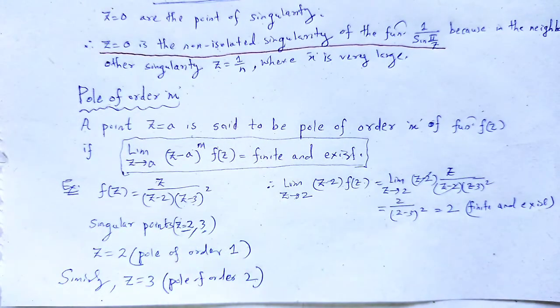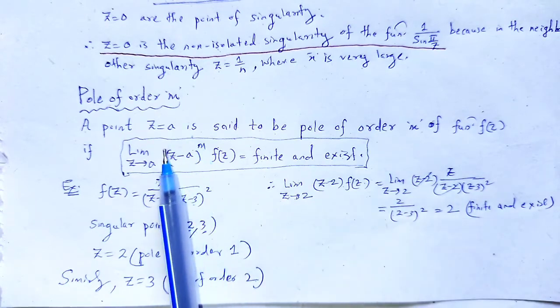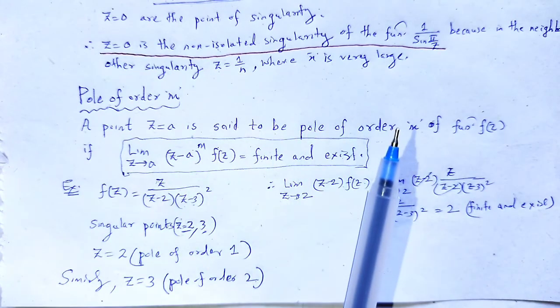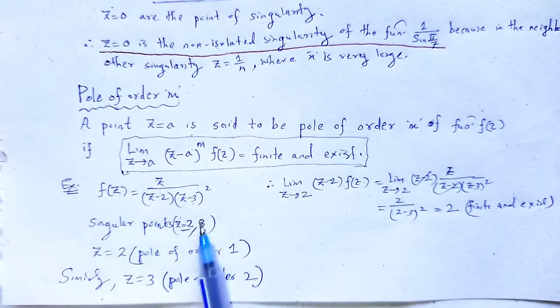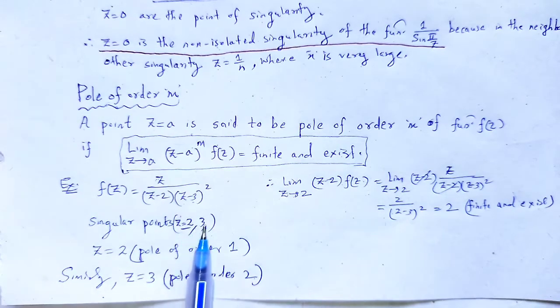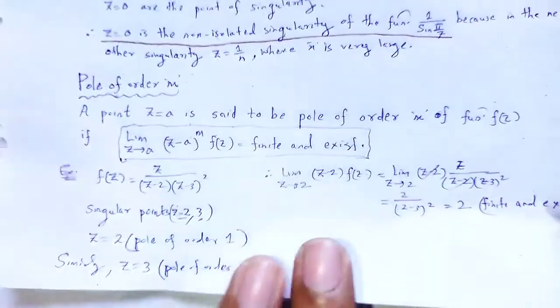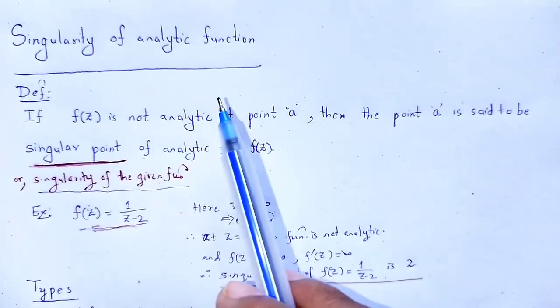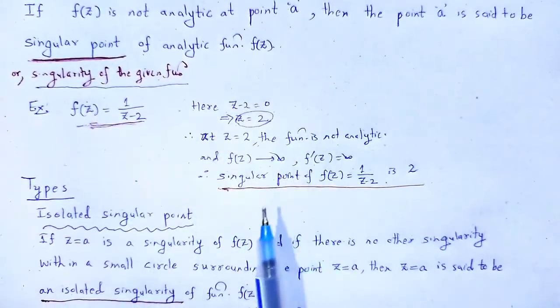In this way, the pole of order is calculated. First we have to verify that the limit is finite and exists. If that limit is finite and exists, then we say that is the pole of that given order. By taking an example, we clarify. At the singular points, we calculate the pole of that order. It has two singular points, 2 and 3. So 2 is the pole of order 1, 3 is the pole of order 2. In this way, we have to analyze the singularity of an analytic function, singular point which is said to be the singularity of the given function. Taking an example, we will clarify.